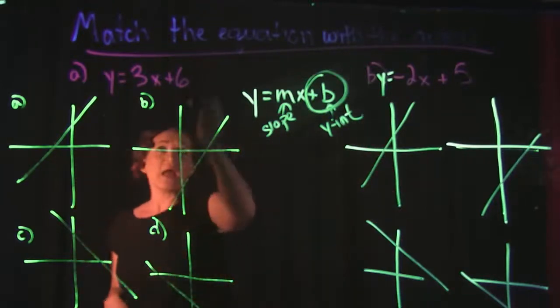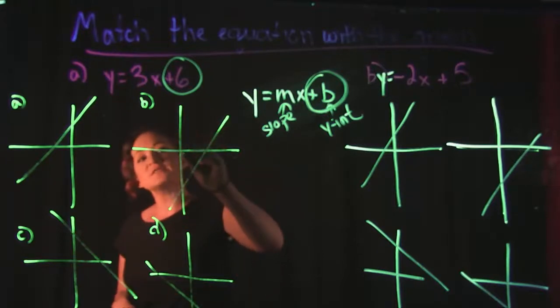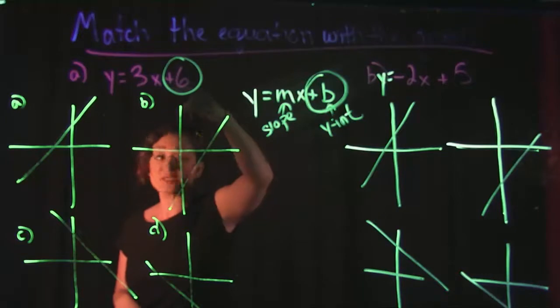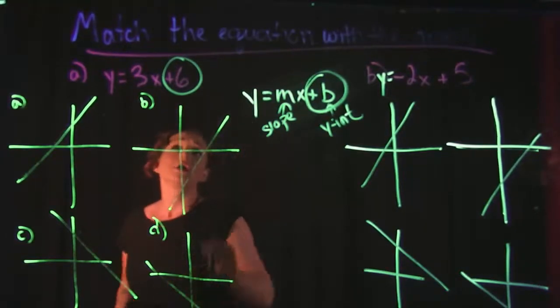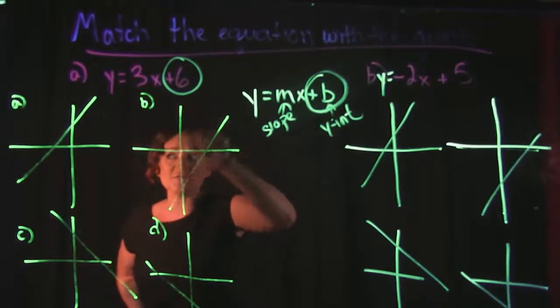So if I look at A, I have this plus 6 back here. That is my y-intercept. So that means if I'm looking at the origin, I can go straight up 6, and I'm going to go up 6 because it's a plus 6. Had it said minus 6, I would have gone down from the origin. So that means my line is going to cross the y-axis at a positive 6.